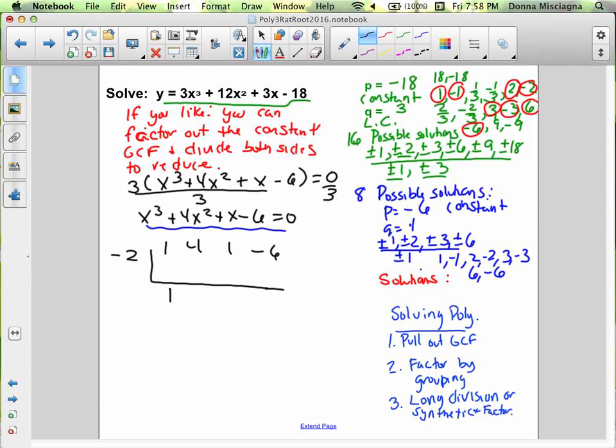All right, so bring down the 1. 1 times negative 2 is negative 2. Add, I get 2. 2 times negative 2 is negative 4. Add, I get negative 3. Negative 3 times negative 2 is 6. Add, I get 0. Oh, that was a good guess on my part.